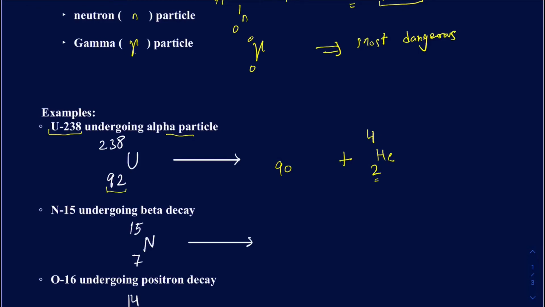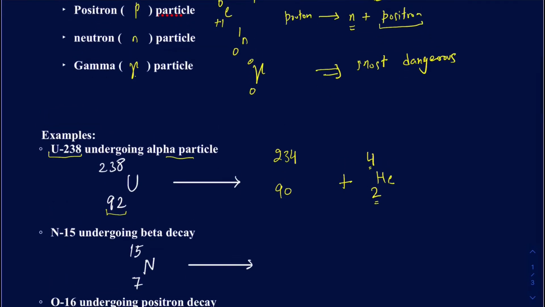We need a total of 238, and we already have 4 coming from the helium. That means this must be 234. Once you figure out your atomic number and the mass number, your element is going to be based on what the atomic number is. So then you go back in the periodic table and figure out what that atomic number is. 90 is the atomic number for thorium, so it's going to be Th there.